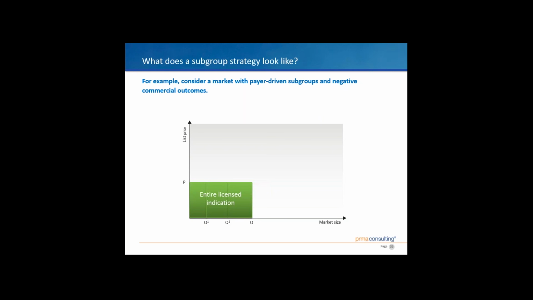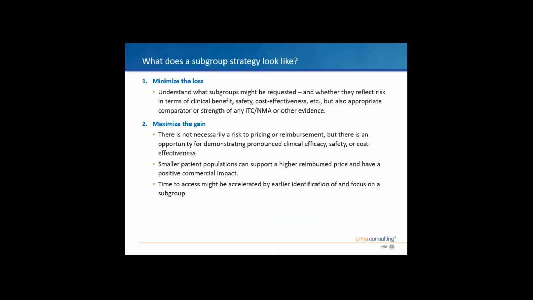From a manufacturer's perspective, the loss minimization approach is understanding your intended licensed indication as a composition of subgroups, identifying those subgroups, what they are, what payers might want in them. This helps you understand what the evidence requirements might be, and then you can seek to produce the evidence in each of those subgroups and shore up the entire requirement.